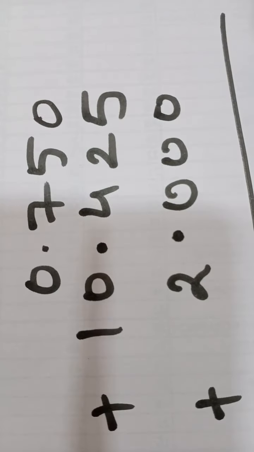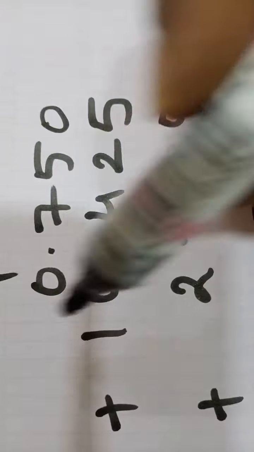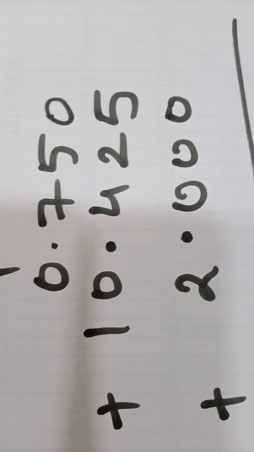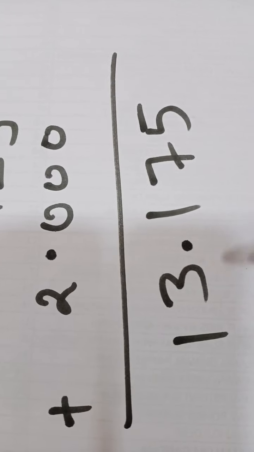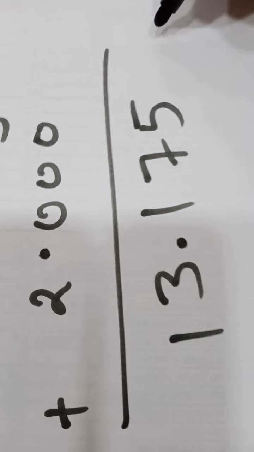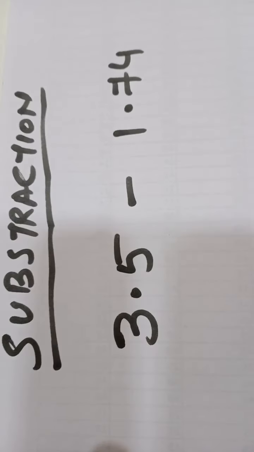And then you just have to do the total, and the total would come to, this is simply 5 plus 2 is 7, plus 4 is 11, so 1 will be carried forward, 2 plus 1, that is 3, and that is 1, but then there is a decimal, so we'll place the decimal over here. So that is equal to 13.175, and that will be your actual answer in terms of addition of the decimals.